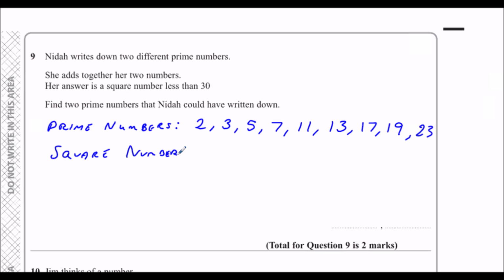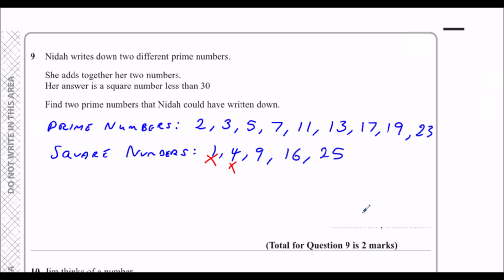because square numbers less than 30, so 1, 4, 1 times 1 is 1, 2 2s are 4, 3 3s are 9, 4 4s are 16, and 5 5s are 25. The next one's 36, so it's bigger than 30. So what can I make? I can't make 1 by adding 2 of these together, so that's no good. I can't make 4 by adding 2 of them together. I can make 9, so we could have 2 and 7.